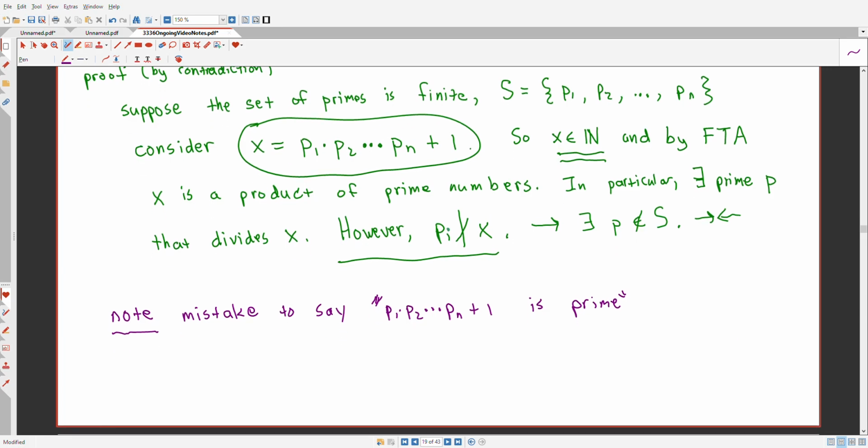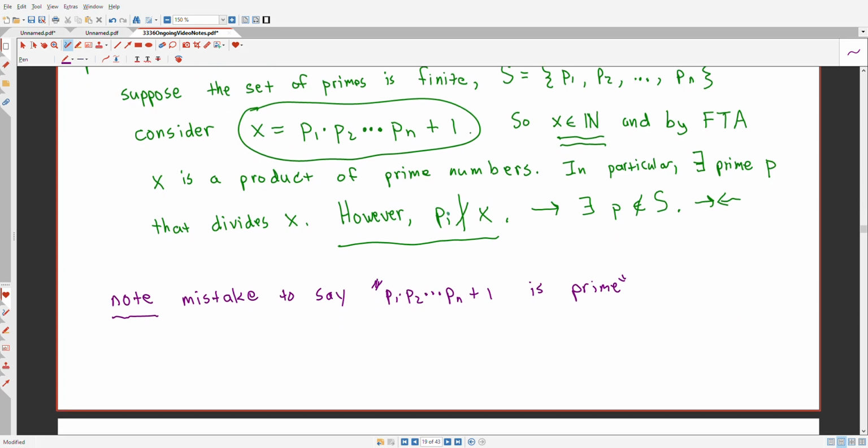Right, so you can actually check this as a mistake by writing down, and you don't have to assume there are finitely many primes to check this, the first n prime numbers, and start forming this new number where you multiply all those first n primes and add 1.